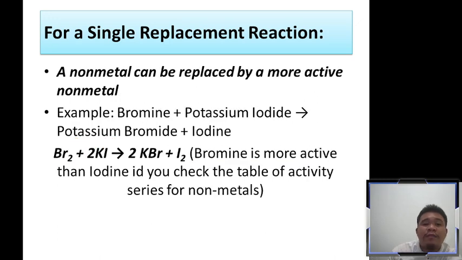Next, a non-metal can be replaced by a more active non-metal. Of course, it's also the same for non-metals. Let's say, for example, bromine and potassium iodide: potassium bromide and iodine are yielded. So let's take a look at this example. Bromine and KI. The nonmetals here are Br, which is bromine, and iodine. If you compare bromine and iodine in this equation, you will see that bromine is more active than iodine if you check the activity series for the nonmetals.